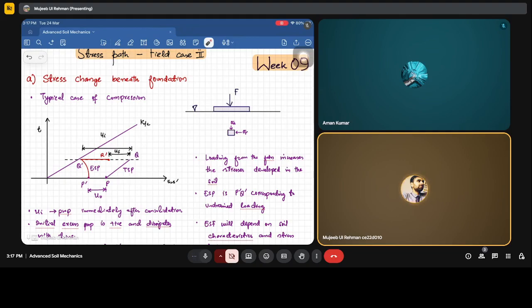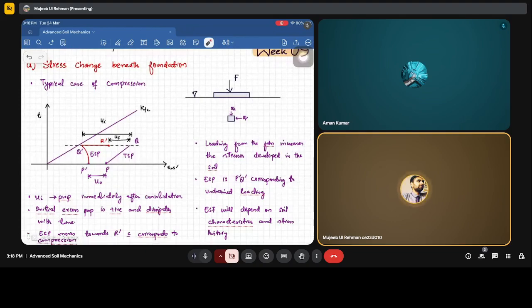If we plot these stress conditions in the t and s plot, P represents the initial consolidation state, and P dash represents the initial consolidation state in effective parameters. U naught is the initial pore water pressure, and the difference between the TSP and ESP, the total stress path and effective stress path, will be equivalent to the initial pore water pressure. Now, TSP is P, Q, and P dash, Q dash corresponds to undrained loading. This PQ is the total stress path, and P dash Q dash is the effective stress path in the undrained condition.